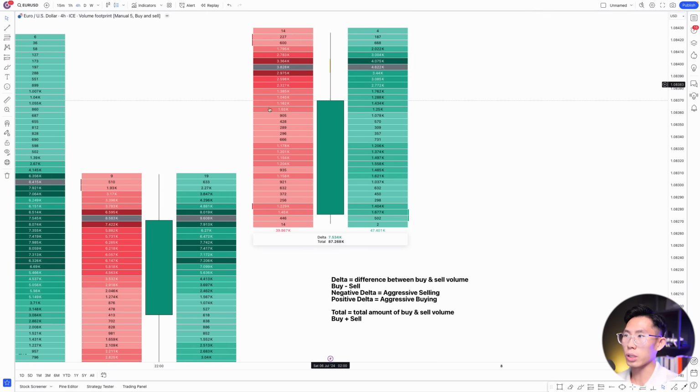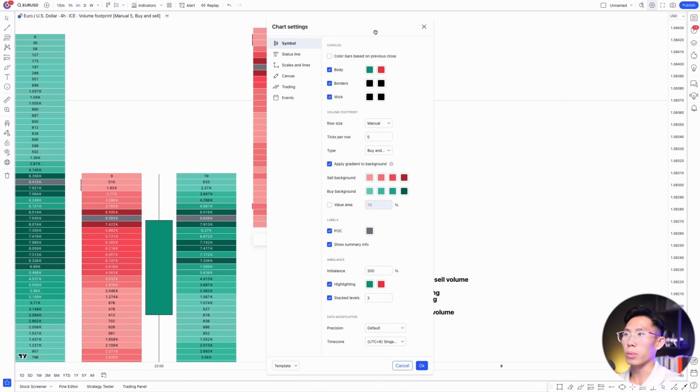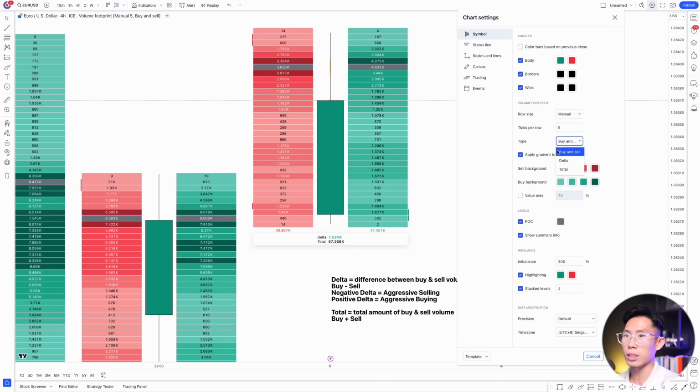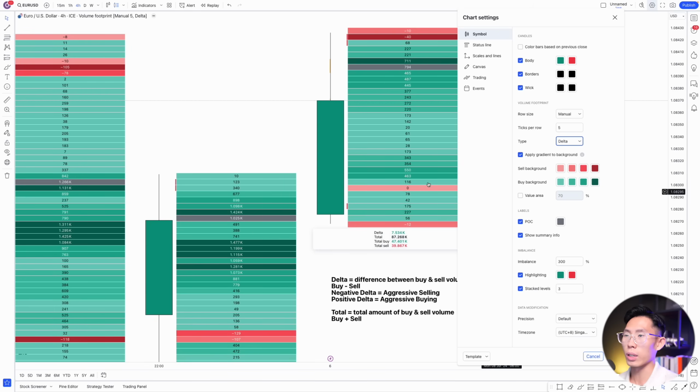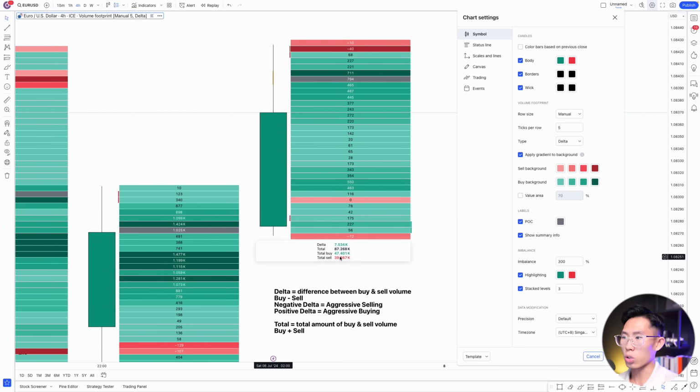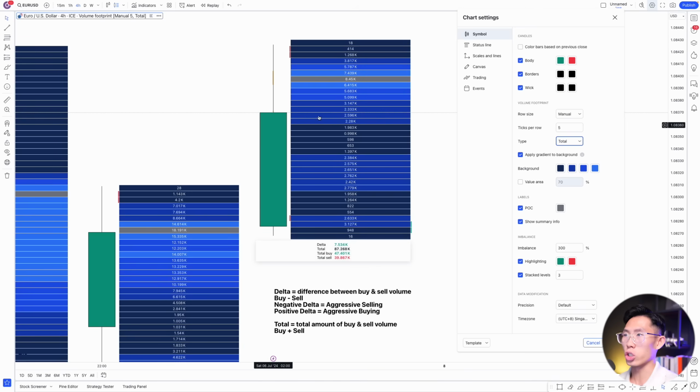Now, that's basically how this entire footprint chart works, how you actually read it. And there are different types that you can choose from. This is the normal buy and sell one, and then you can have the delta one, which focuses on just one row instead of two rows differentiating buy and sell. You just have one row which shows you the total buy volume and total sell volume. And if you go to total, this is just volume, looking at the total amount of orders.